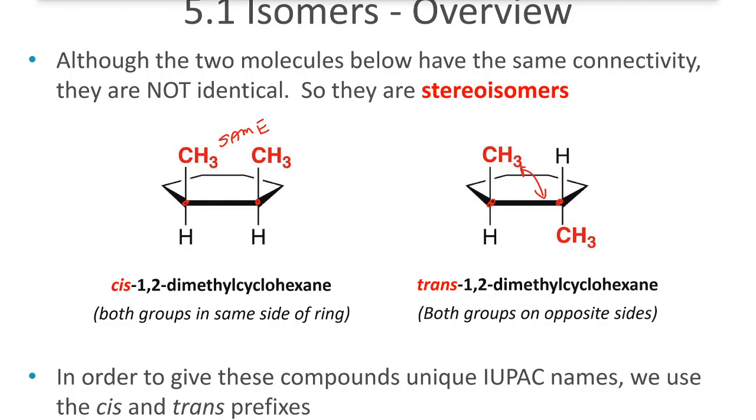So if they're on the same side, it's called cis, and if they're on opposite sides of the ring, it's called trans. So in order to give these two compounds unique names, because they're different compounds, we use the terms cis and trans. And that stereochemistry goes out in front of the name of the molecule.